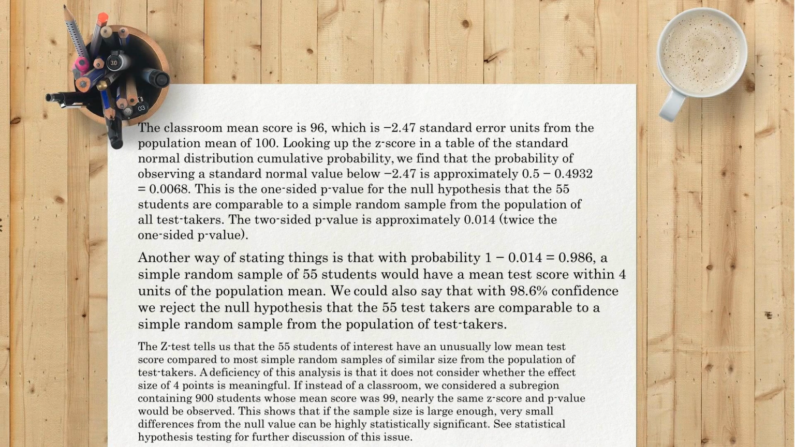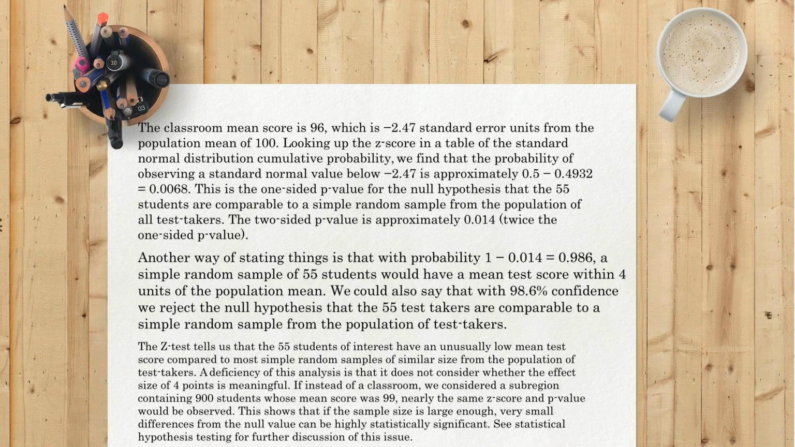This is the one-sided p-value for the null hypothesis that the 55 students are comparable to a simple random sample from the population of all test takers. The two-sided p-value is approximately 0.014, twice the one-sided p-value. Another way of stating things is that, with probability 1 minus 0.014 equals 0.986, a simple random sample of 55 students would have a mean test score within 4 units of the population mean. We could also say that, with 98.6% confidence, we reject the null hypothesis that the 55 test takers are comparable to a simple random sample from the population of test takers.